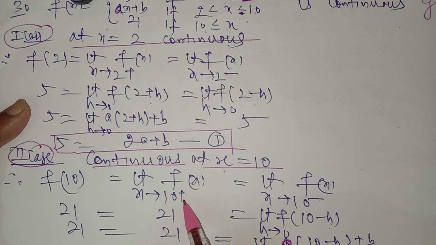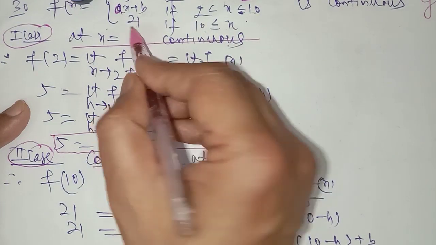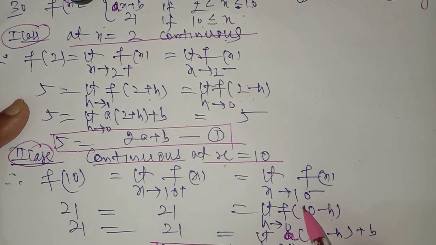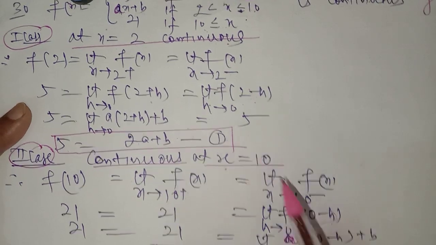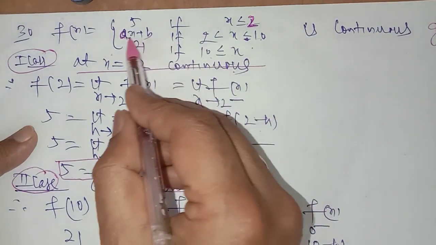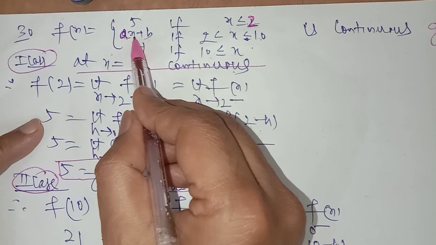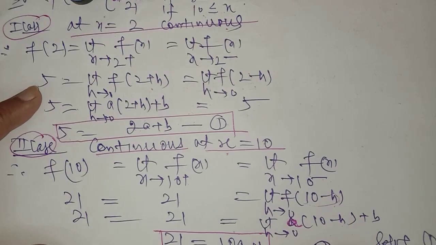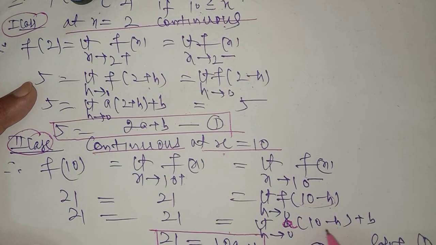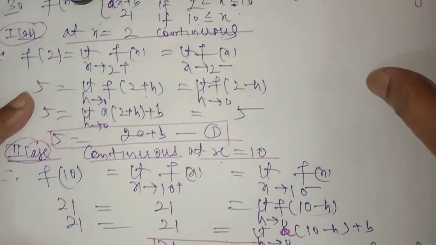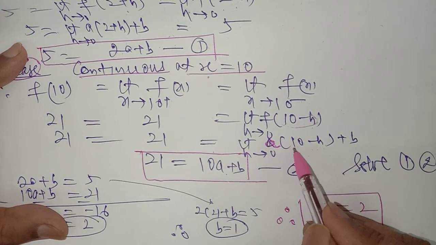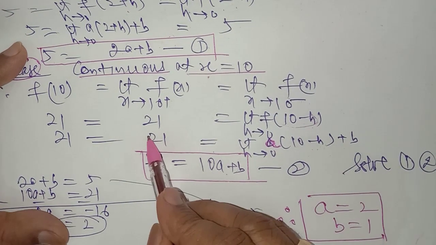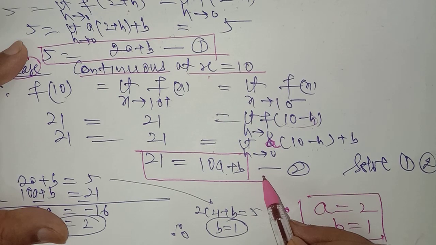For 10 plus h, the right hand limit means greater than 10. For greater than 10, it is given as again 21. So I have written 21. Now 10 negative means 10 minus h. 10 minus h means less than 10. So we'll use the less than 10 condition, that is ax plus b. So here in place of x, replace 10 minus h. When h goes to 0, this comes out to be 0. So it comes out as 10a plus b. 10a plus b is equal to 21. So this is the second equation.